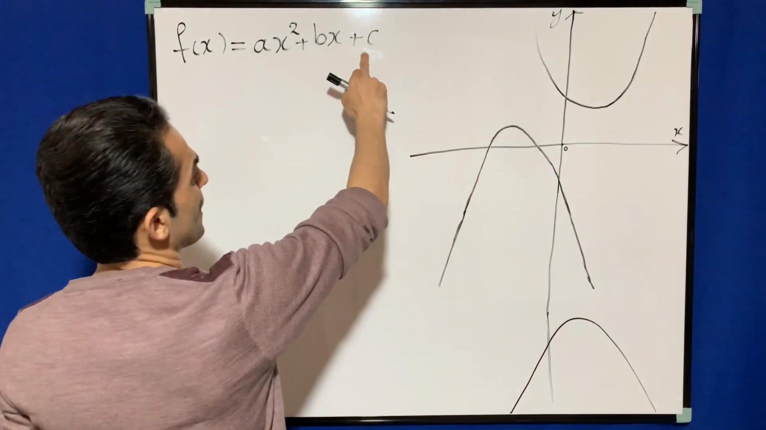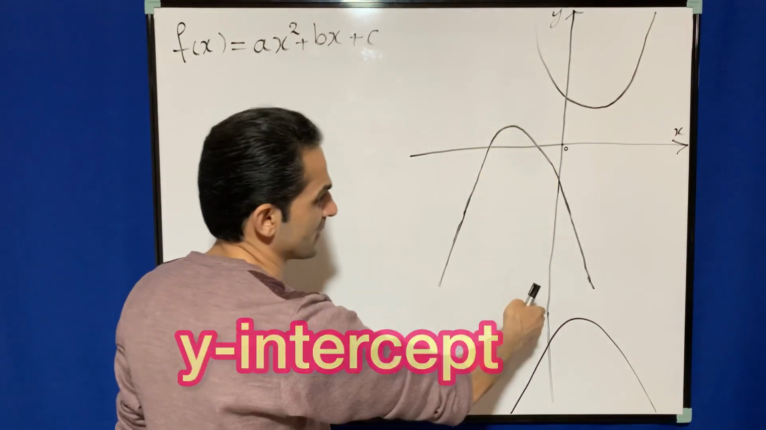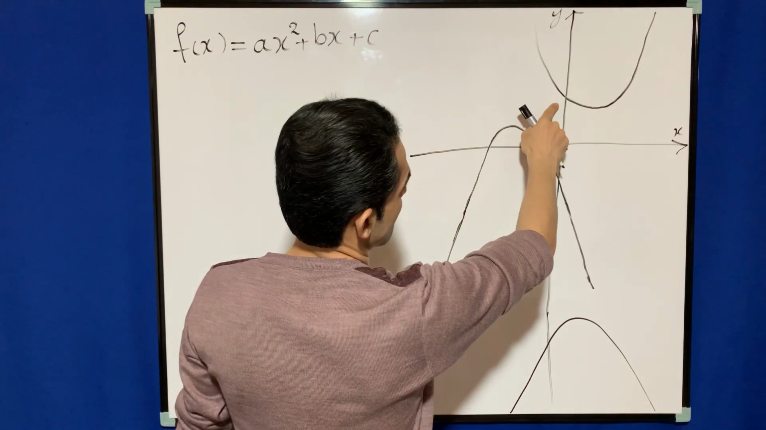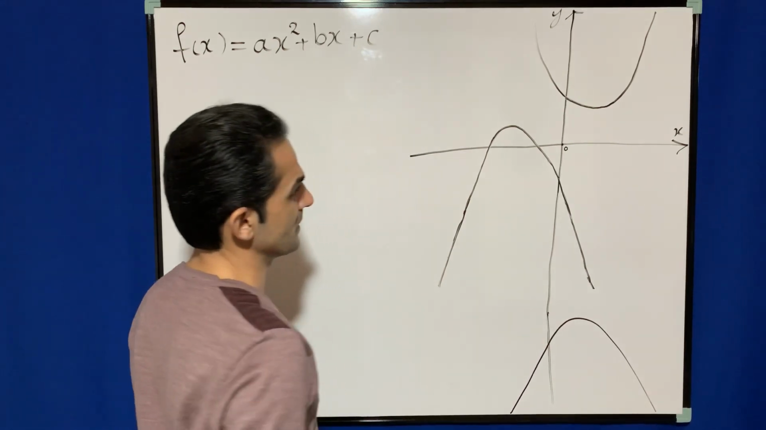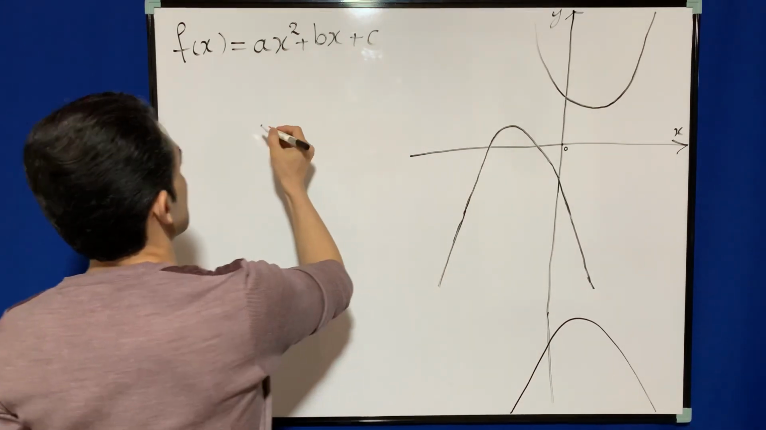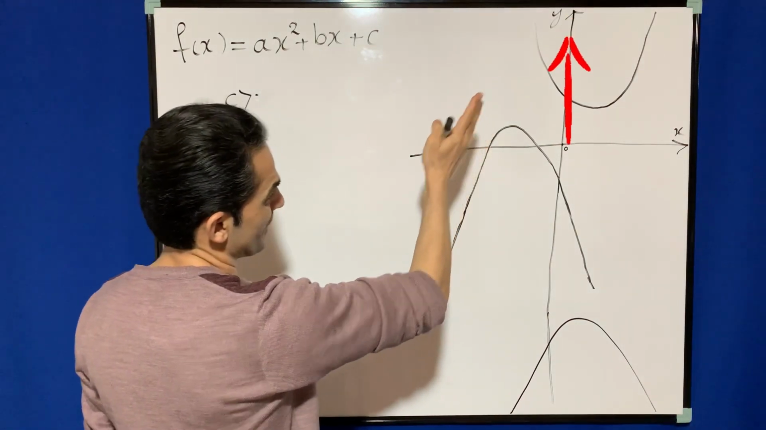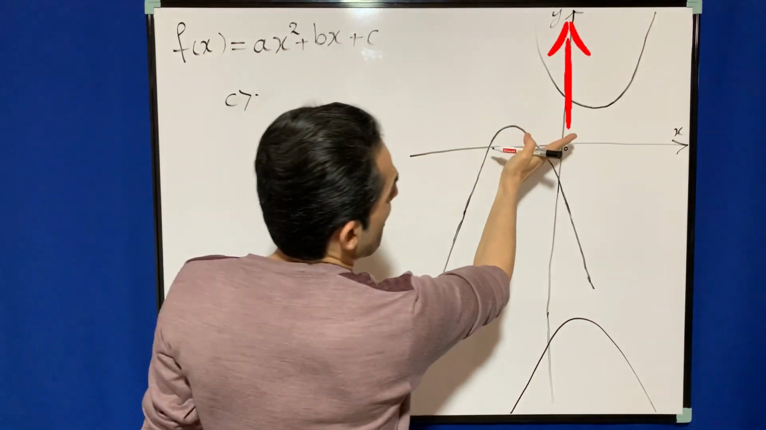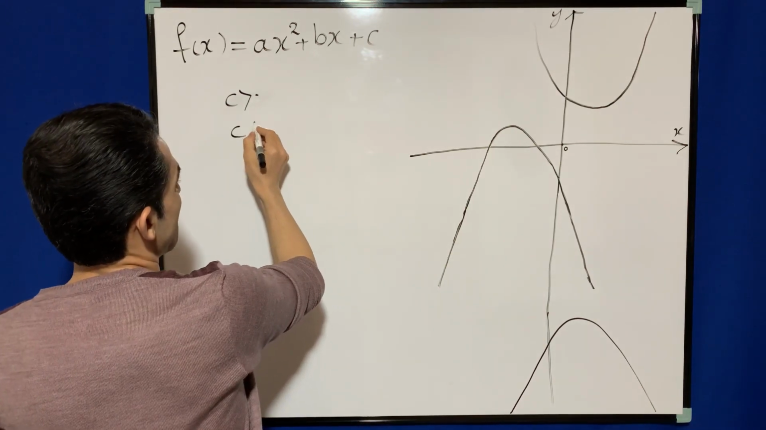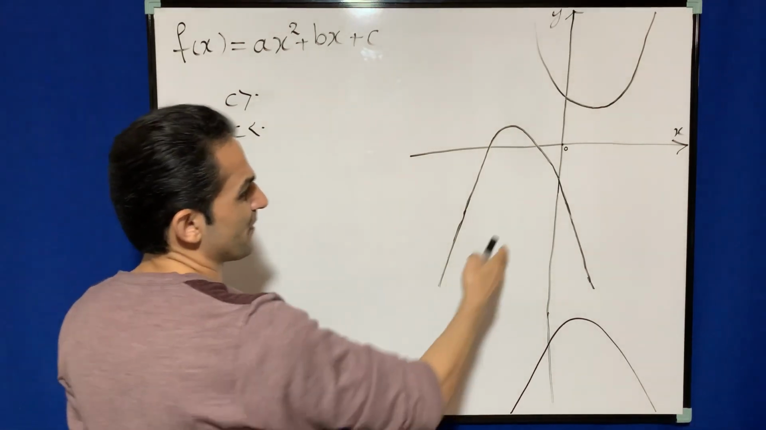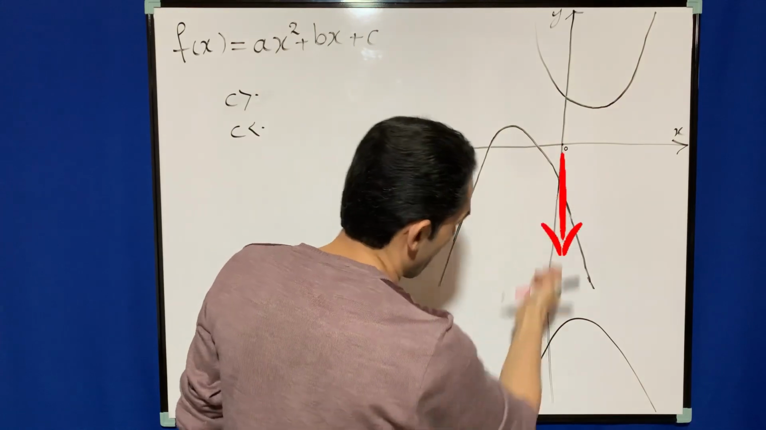First, start with the constant, C. C is the y-intercept, okay? This point is C, this point is C, and this point is C. If C is greater than 0, we have a positive y-intercept. It lies above the origin on the y-axis. If C is negative, or less than 0, we have a negative y-intercept. It lies below the origin on the y-axis.